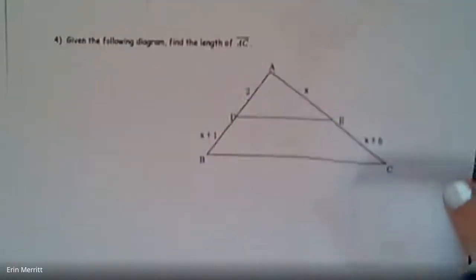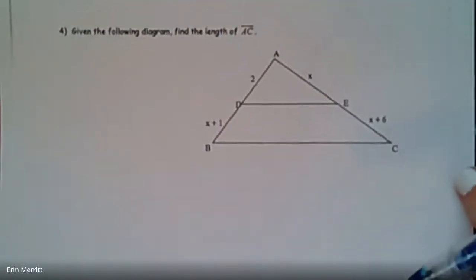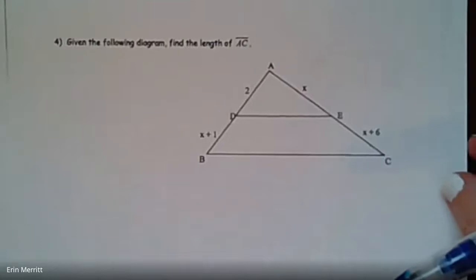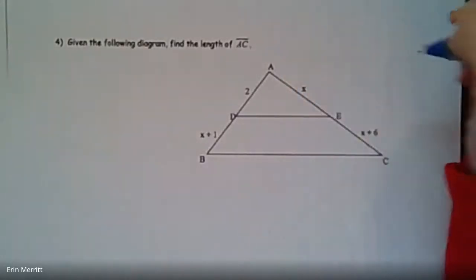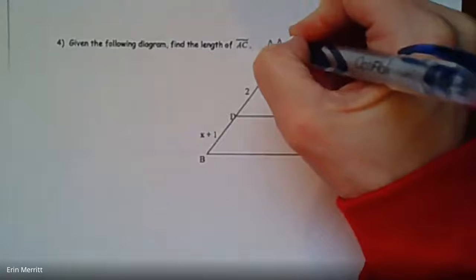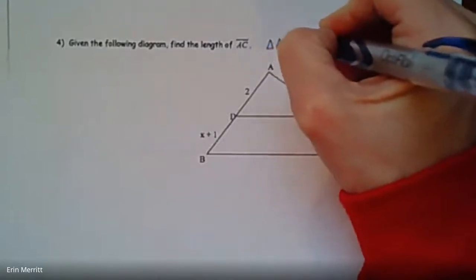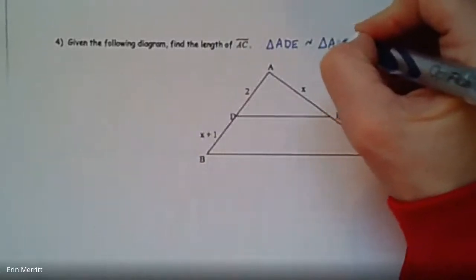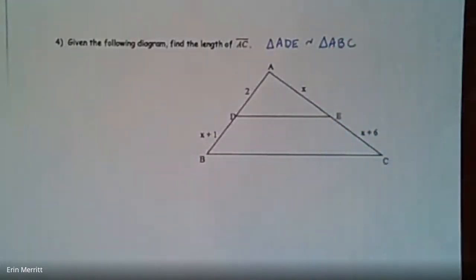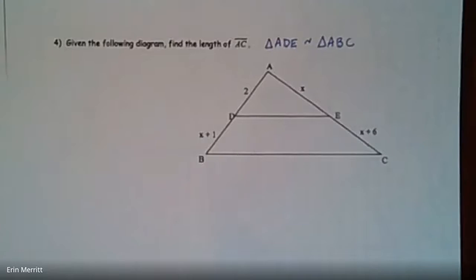So I'm going to slide on up. This one, I like this one because it's a lot of algebra going on. It's a great review question. So it says, given the following diagram, find the length from A to C. Oops, and it looks like we're missing a little something. So the little something that we're missing here, let me add it to the top, is that triangle ADE is similar to triangle ABC. That is kind of important right there. So add that to your notes.